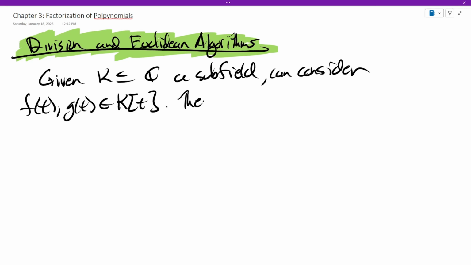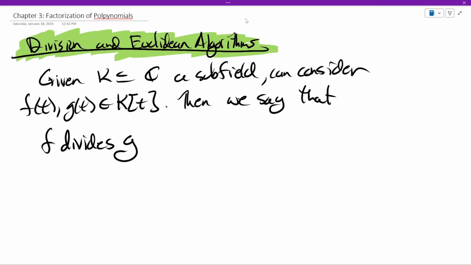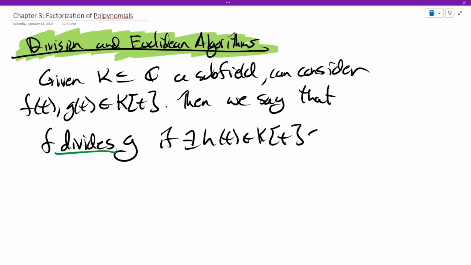Then we say that F divides G if there exists some H of T in K adjoint T such that G is HF. So F divides G if G is HF, or equivalently, we also will say F is a factor of G. It's another way of saying the same thing.